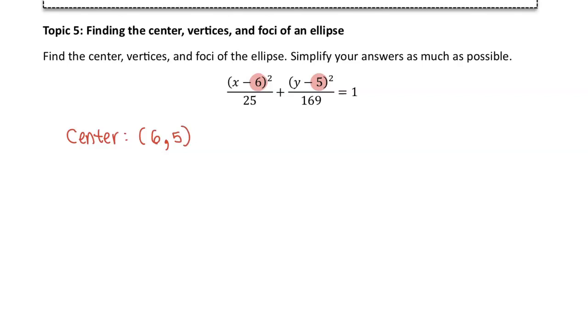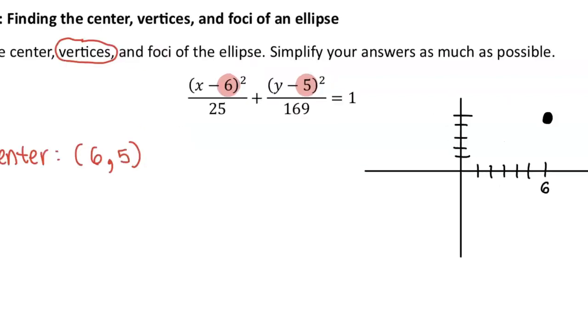The vertices, they want the endpoints of the major axis. So I'm going to try to do this a little bit graphically, okay? So let me plot the center, 6 to the right, 1, 2, 3, 4, 5, 6, and up 5, 1, 2, 3, 4, 5. So from the center, how many do I have to go to the right, left, or up or down to have a major axis sketched?